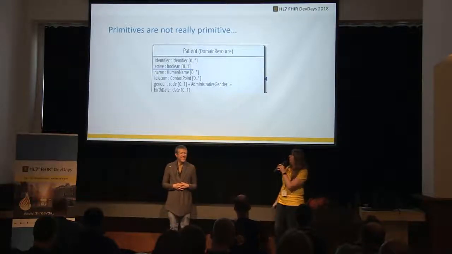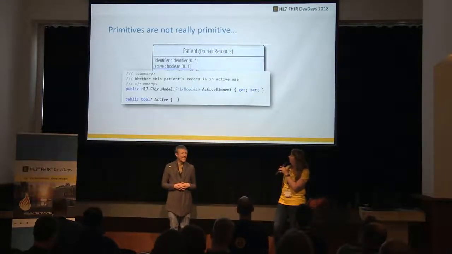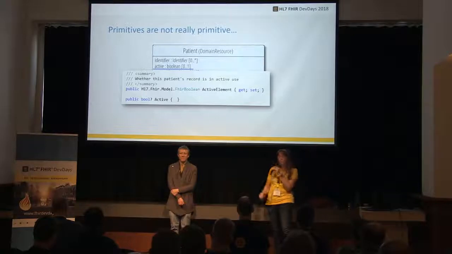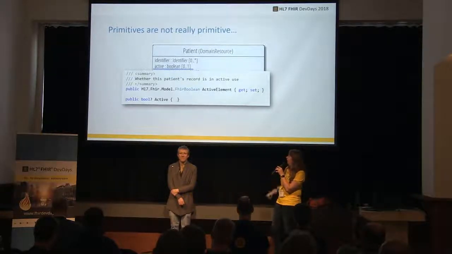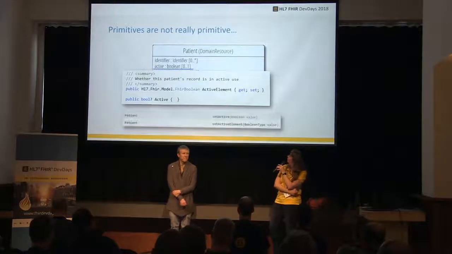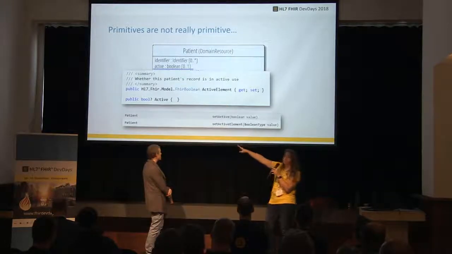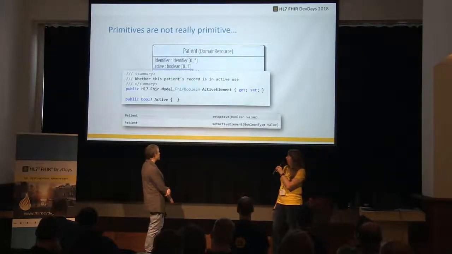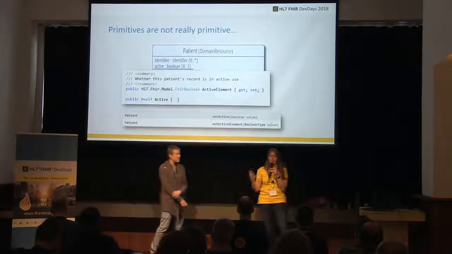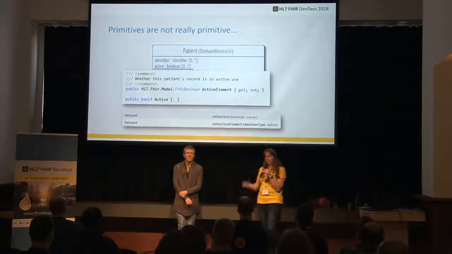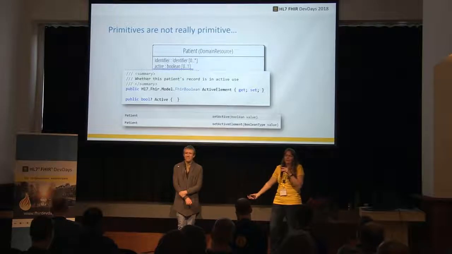You're right, but primitives are not really primitive. If you look at the model, you'll see that for this active field, you can find two things in our .NET and also in our Java code. You can see we have an active element and we have a normal active. The normal field is just what you would expect. You can fill in the Boolean value in this normal field. But you will also see this active element field, and basically it points to the same thing in memory, but it's the non-primitive version of that field.